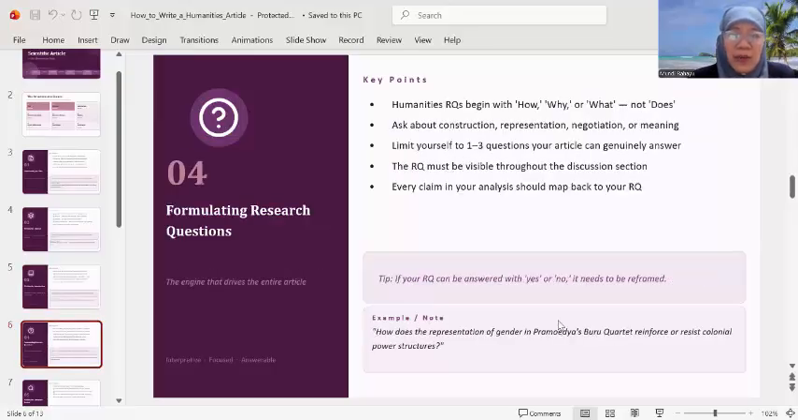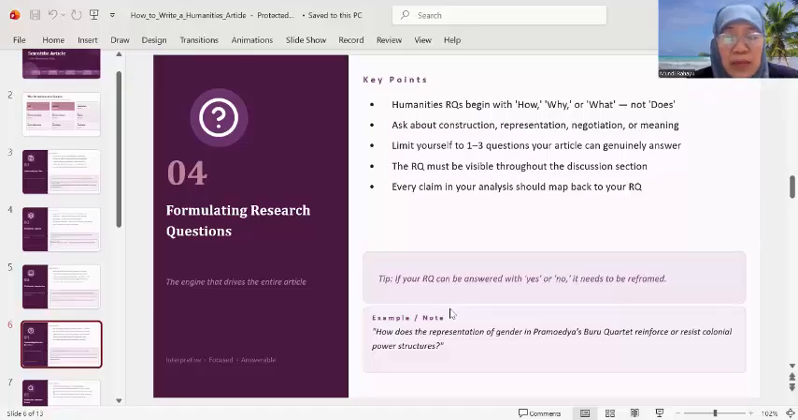The next is formulating the research question. The research question is the engine that drives the entire article. It should be interpretive, focused, and answerable. The key point here is that a research question in the humanities begins with how, why, or what, not "does it" or "is it." Ask about construction, representation, negotiation, or meaning. Limit yourself to 1 to 3 questions.